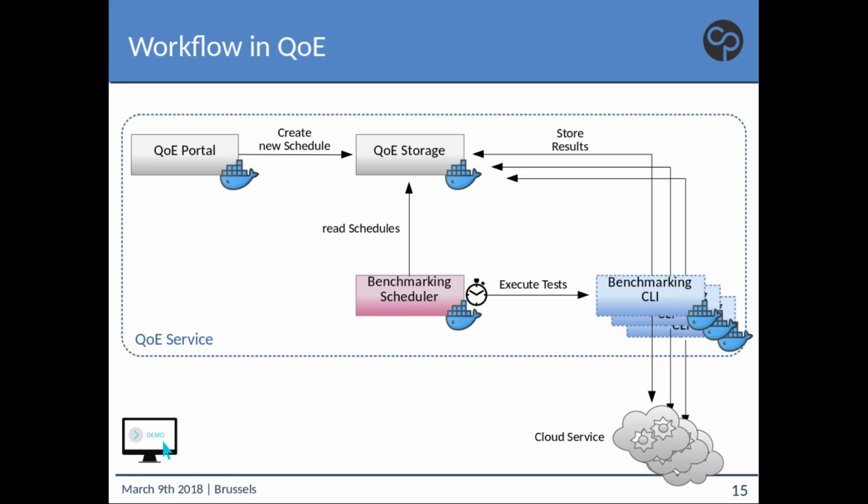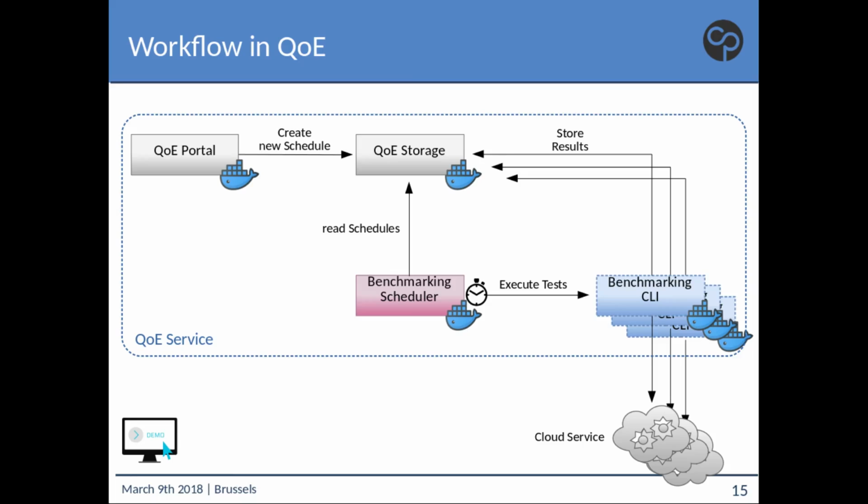The QoE portal is composed of different microservices running in Docker containers. There are 4 microservices that concur in the realization of the benchmarking functionality. We have the QoE portal, which is the web graphical interface used to schedule new executions and show the results.